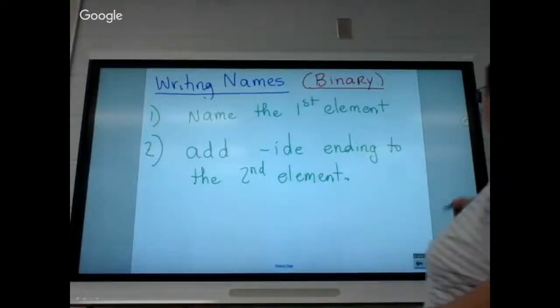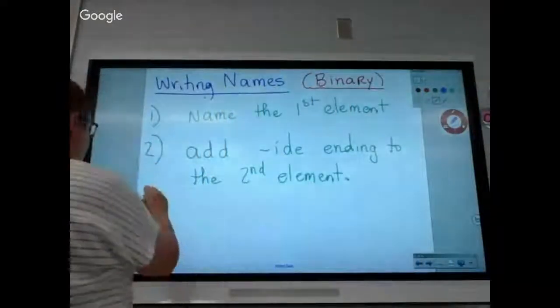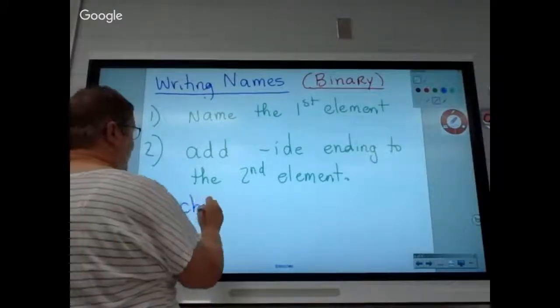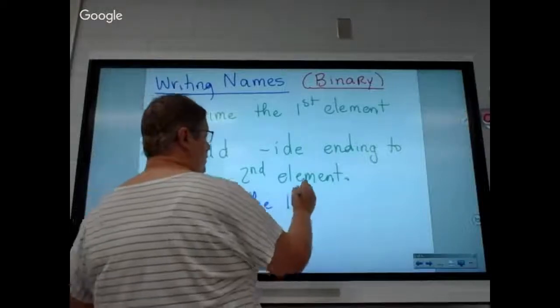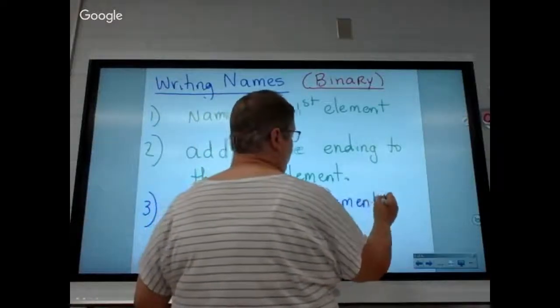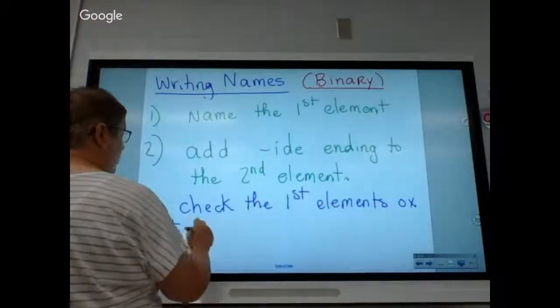And the third step, this is the one that causes the problems. This will be the one that causes more nightmares for everybody else than anything else. You have to check the first element's oxidation number.